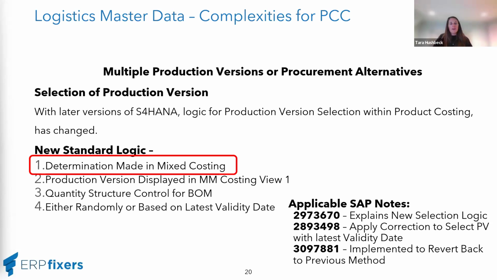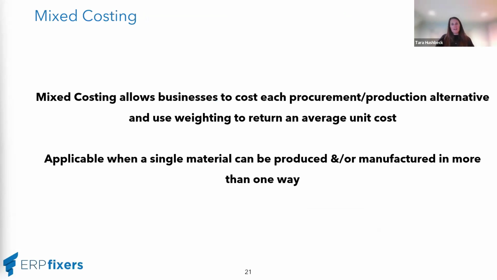What would that look like? How would I tell SAP in either 1 or 2 which one I wanted to pick? One of the topics that I've seen come up in a lot of conferences and a lot of customer conversations is mixed costing. So I'm going to spend a little time on mixed costing. What is it? How do you set it up?